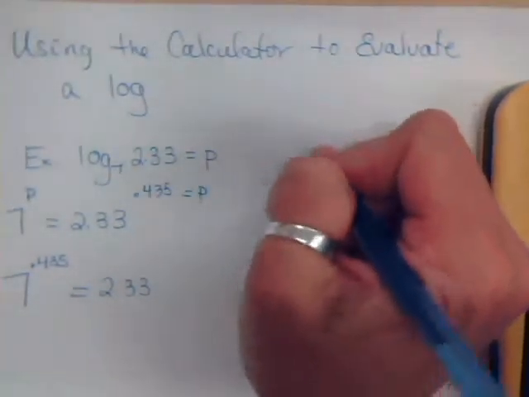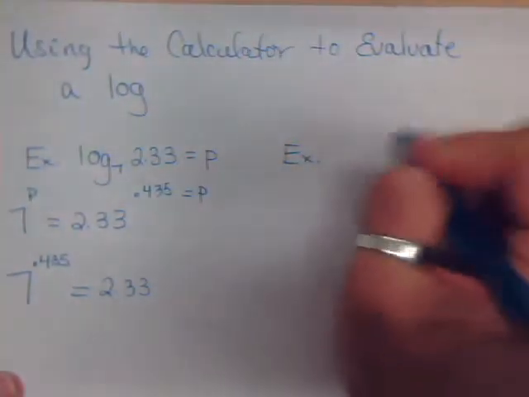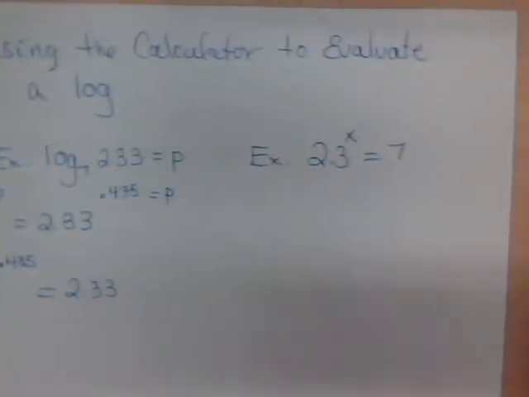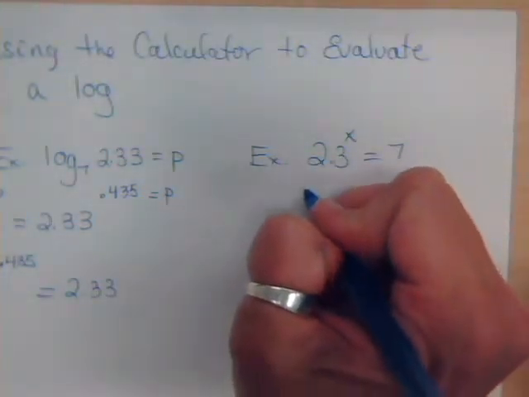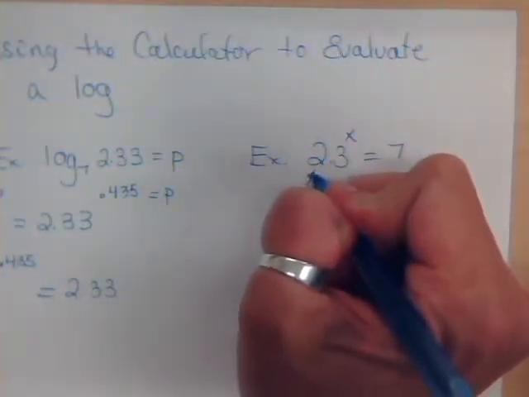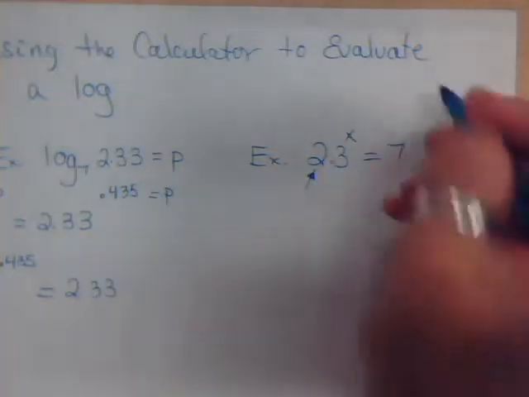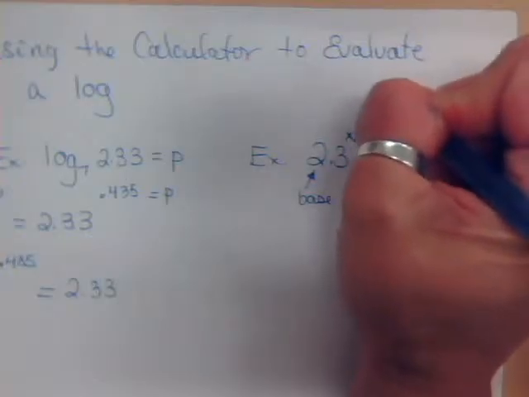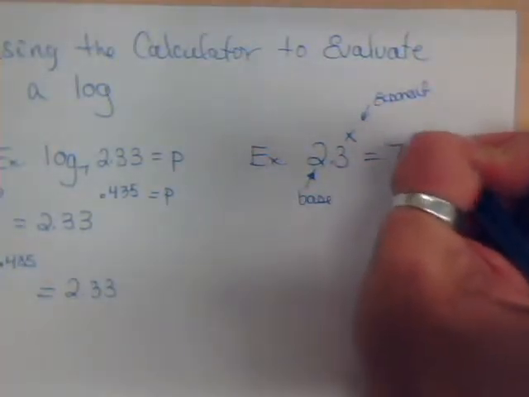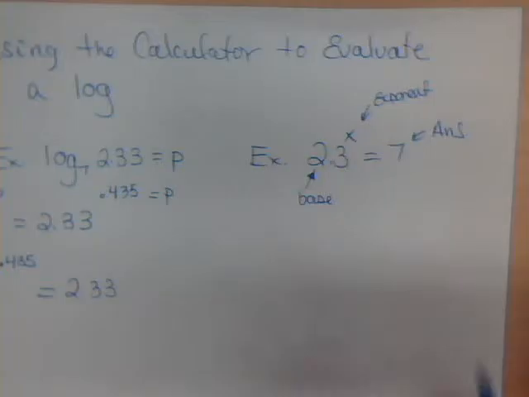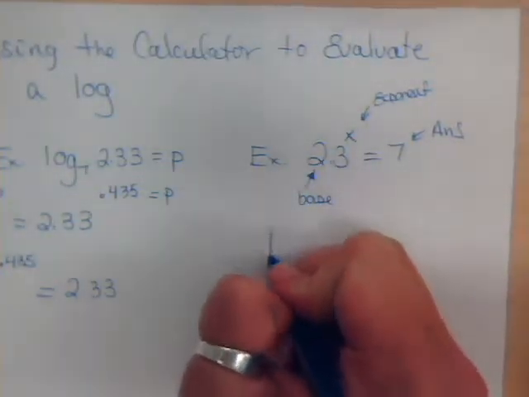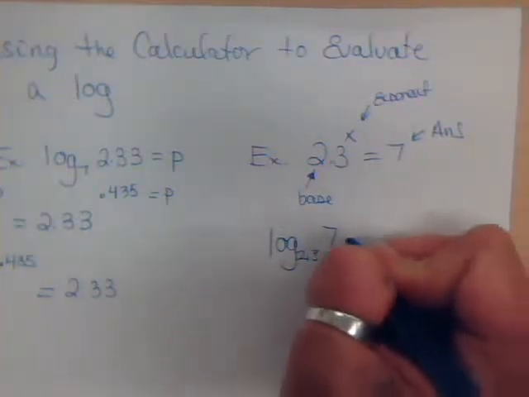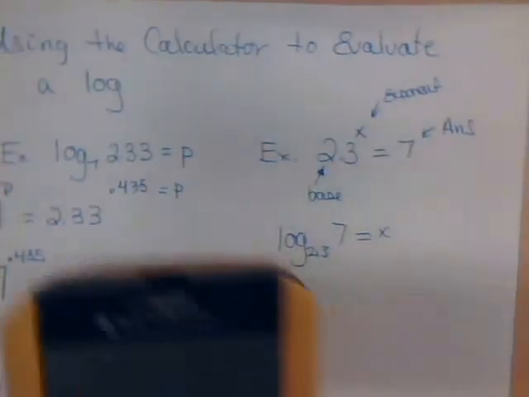Let's take a look at our example that we started with last time. Our last example was 2.3 raised to the x power is equal to 7. Well, in the last video, we learned to rewrite that into log form. So 2.3 was our base, x was our exponent, that's what we're looking for, and 7 is our answer. So if we were to put that in log form, we've got log base 2.3 of 7 equals x. So let's go ahead and plug that in our calculator.